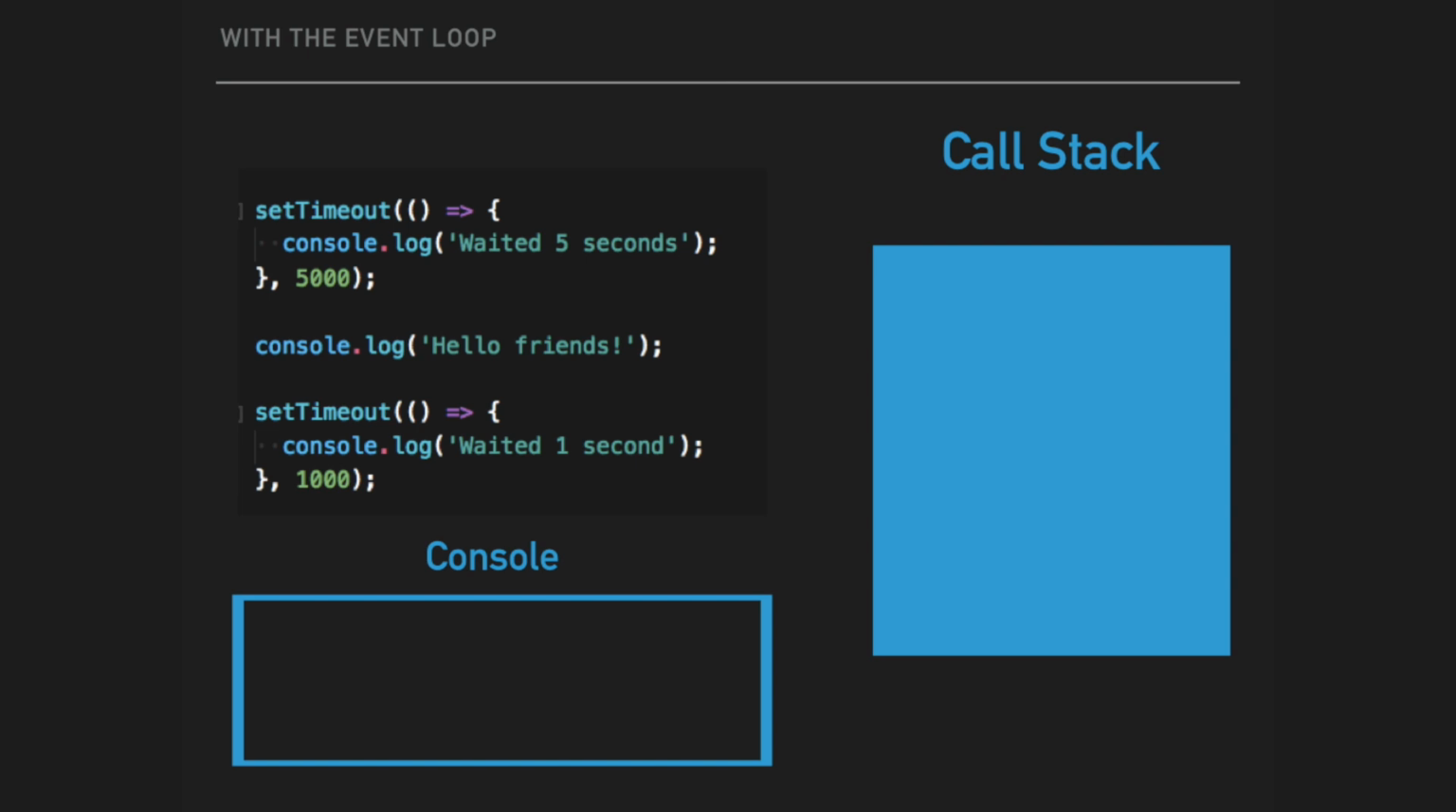If you're familiar with JavaScript and the way it's going to run, you already know what the order is going to be. So we should get hello friends, followed by waited 1 second, followed by waited 5 seconds, right? So what happens is a little bit different.